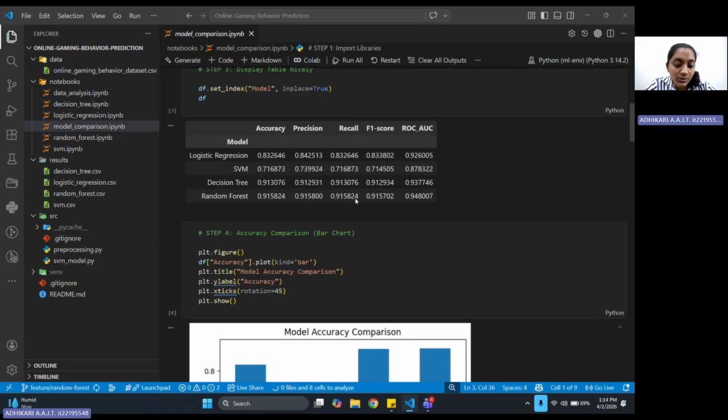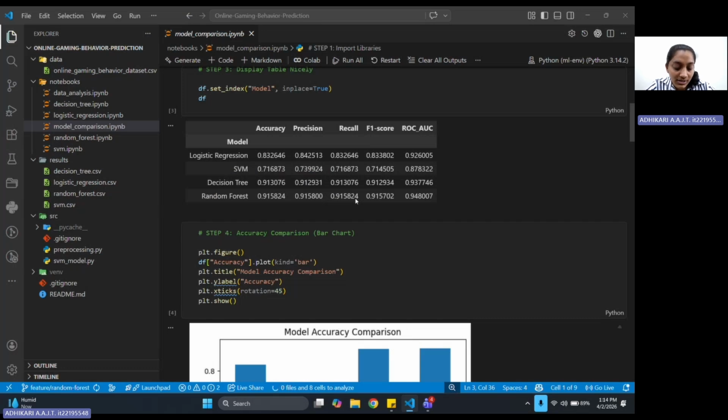Logistic regression gave a good start in results. Accuracy is around 83%. Other values like precision, recall, and F1 score are also balanced. This means the model performs fairly well overall. But since it is a linear model, it cannot capture more complex patterns in the data.